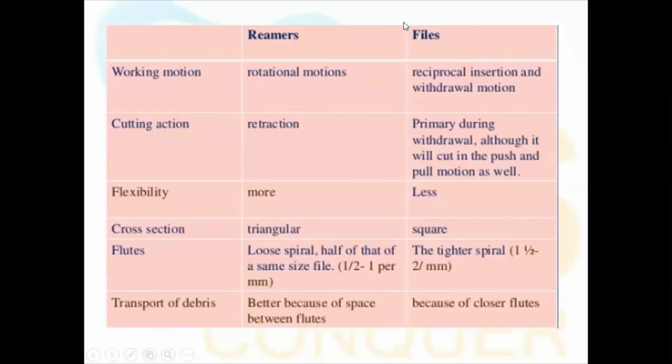And the next difference is about flexibility. Reamers are more flexible compared to the files, and cross section, which we have already discussed. And when we take a 1 mm length of reamer and 1 mm length of file, the number of flutes in reamer will be less when compared to file, which has many flutes per 1 mm. That will be around 1.5 to 2 mm. Just make a note of it.